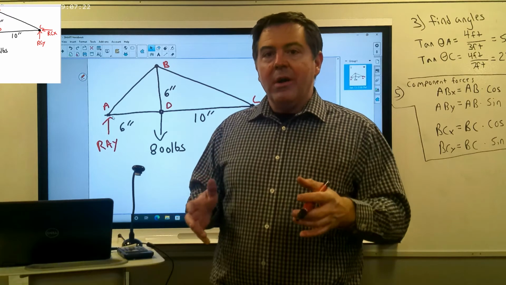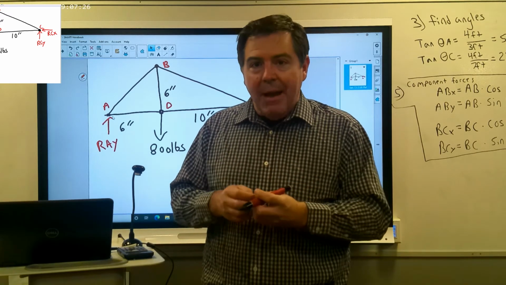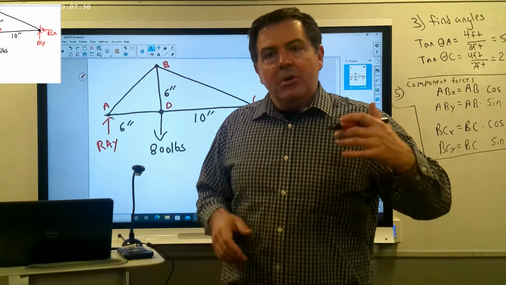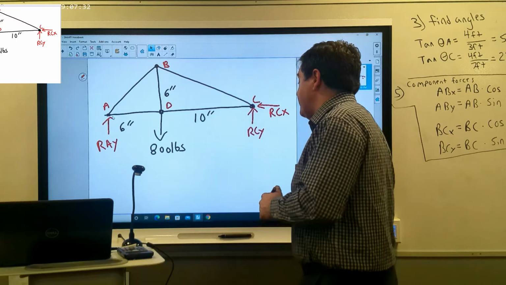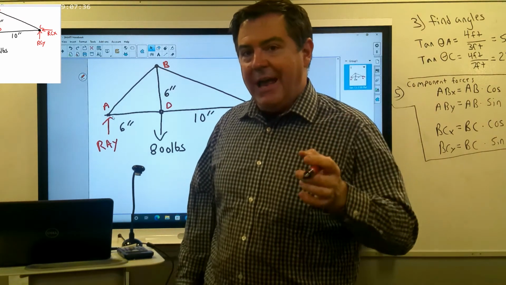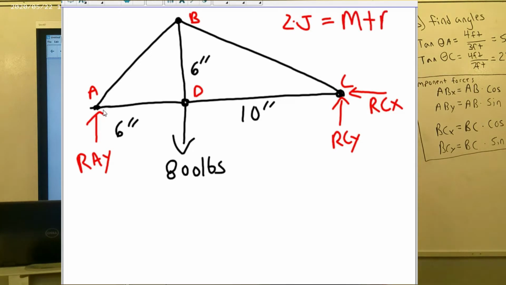It's also kind of the most efficient design because we don't have any members that are not contributing to the support of that system. So we're going to go ahead and calculate that. And the formula that allows us to determine if a structure is statically determinate is 2 times the number of joints should be equal to the number of members plus the number of reaction forces.